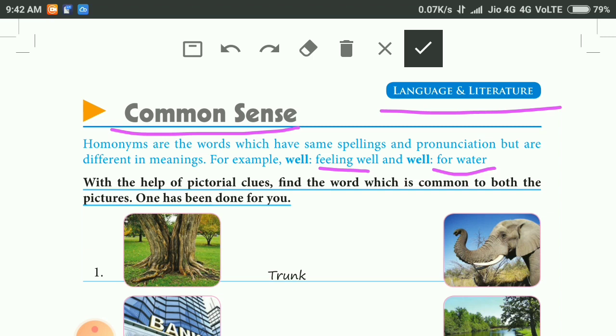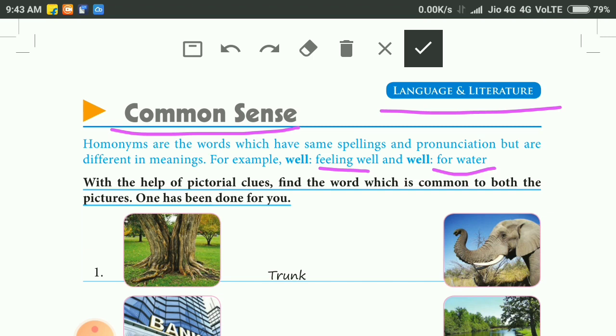It means there are so many words in English which are used by us that are of the same spellings and pronunciation, but of different meanings. These words are known as homonyms. So you can say easily, what are homonyms? Homonyms are the words of the same spellings and pronunciation but of different meanings. Today we know about this type of words.